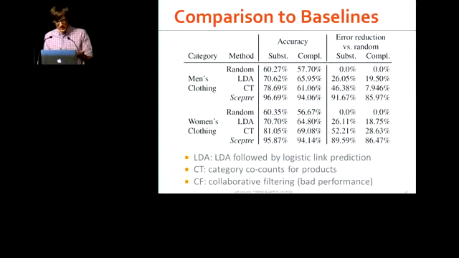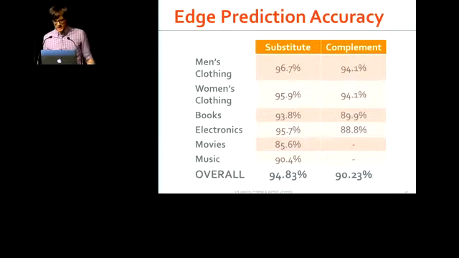This is both. Here I'm showing you just examples for men's clothing and for female clothing. Here are results just for our method for other categories. So in general, we are around 94% accurate on substitutes and around 90% on complements. It turns out that discovering substitutes is very easy. Discovering complements is much trickier.